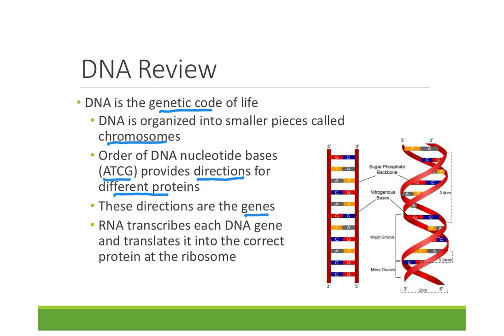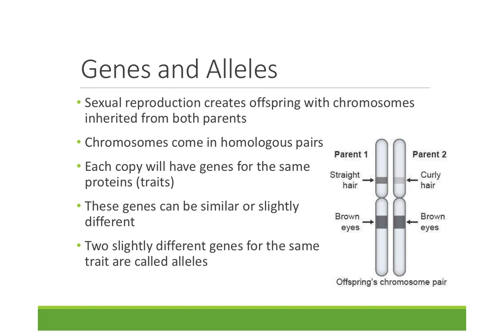RNA then transcribes the DNA gene, copies it, and then translates it into the correct protein out in the cytoplasm of the cell at the ribosome. This was all covered previously in our videos on protein synthesis and transcription and translation. So now let's look at genes and alleles.